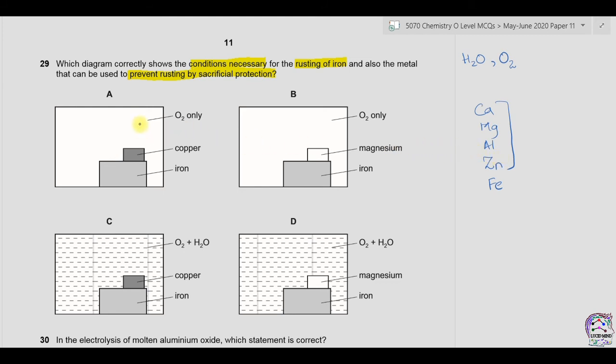Now moving towards the options. Option A says oxygen only. For rusting we need water as well, so this is incorrect. B says oxygen only, this is also incorrect. C says oxygen and water vapors, so this is correct, but sacrificial protection cannot be done by copper because copper is less reactive than iron. In D we have oxygen and water for rusting, and magnesium metal can be used for sacrificial protection as it is more reactive than iron. So the correct option is D.